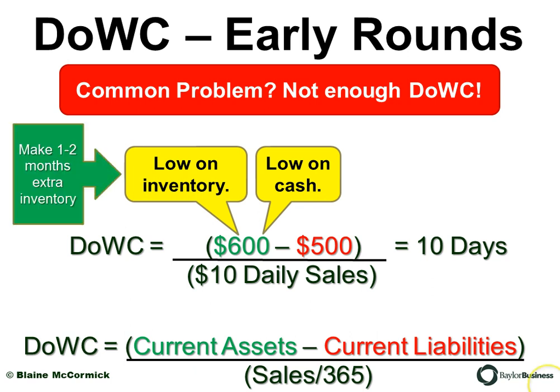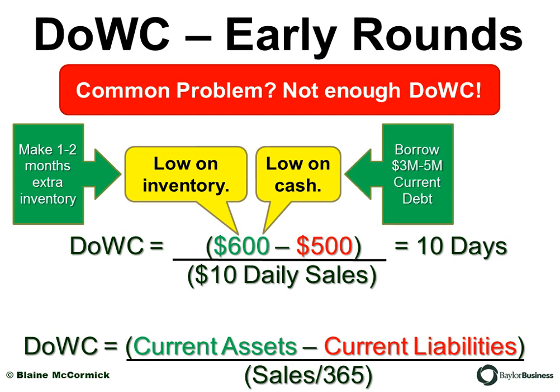How you remedy this is you just get a little bit better at forecasting. Don't forecast the right amount, just right on the money. Make 1 to 2 months extra inventory. Get a little bit more optimistic in your forecasts. Not too optimistic, but a little bit more optimistic. And that keeps you from being low on inventory.